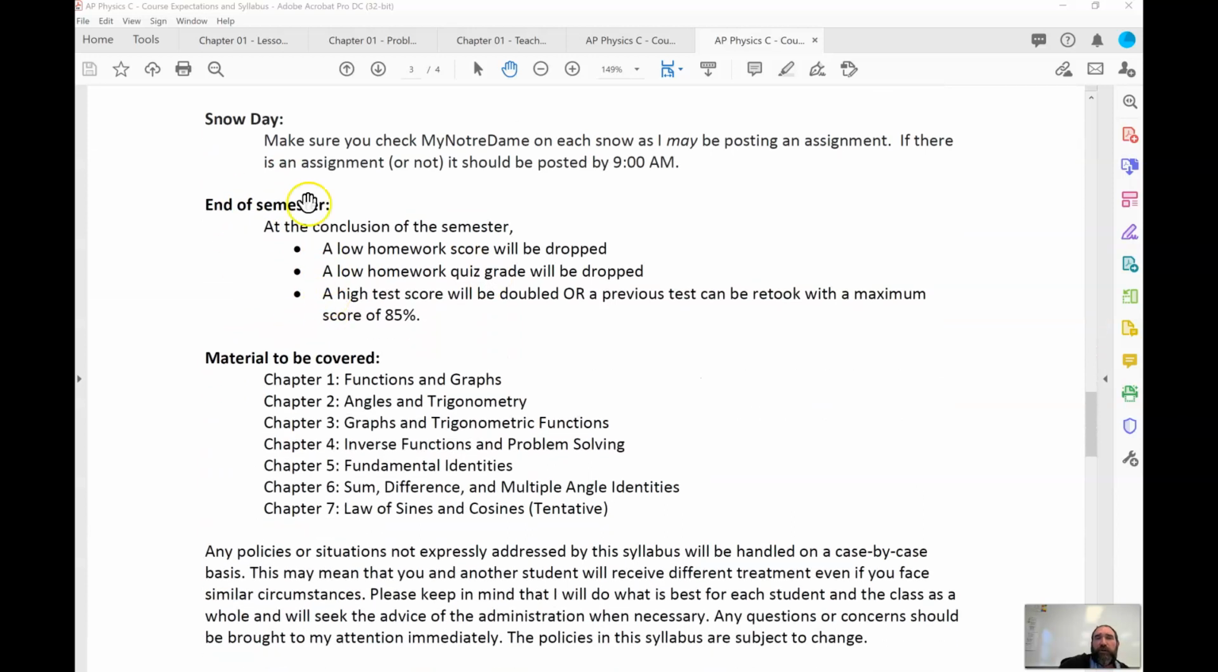The last thing I want to talk about is the end of the semester. At the end of the semester, we're going to drop the lowest homework score. We'll drop the lowest homework quiz grade, and then I'll offer the option for students to double a high test score or retake a previous test with a maximum score of 85. So if one of your tests was a 65, at the end of the semester you could choose to retake that test and your new score will replace the old score, but the maximum you can earn on that new score would be 85.